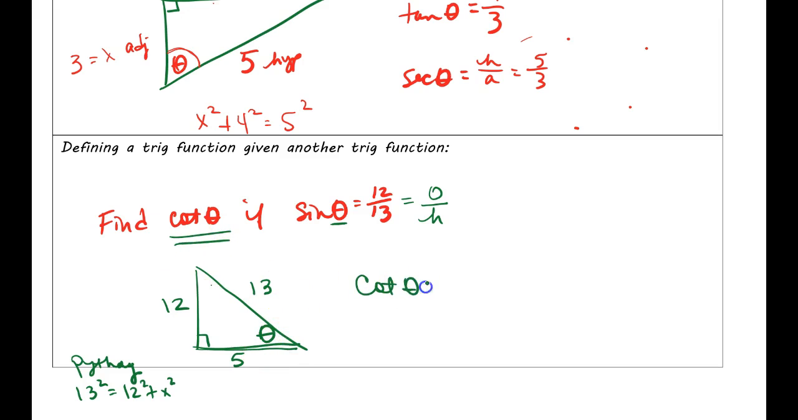And now that you know all the sides, we find what it wants. It wants the cotangent, and cotangent just means the opposite of tangent. So if tangent was TOA, O over A, this is A over O. So the adjacent over the opposite would be 5 over 12. And that's what it wants, okay?